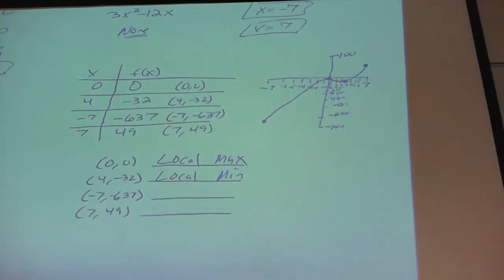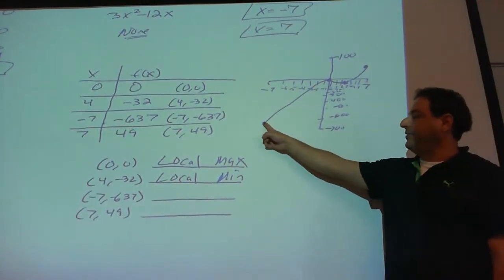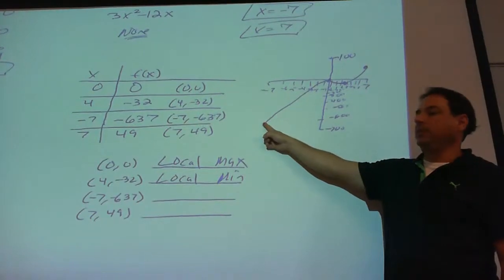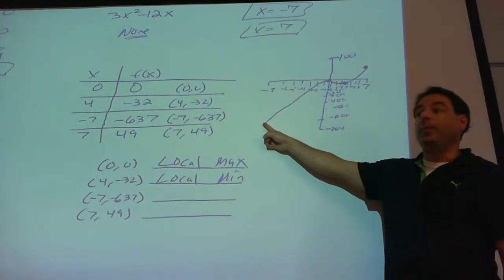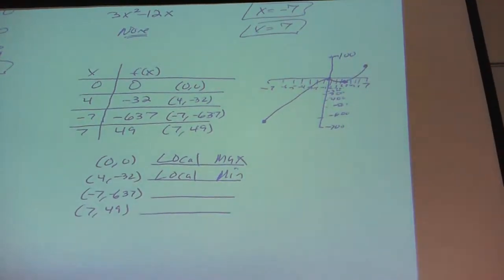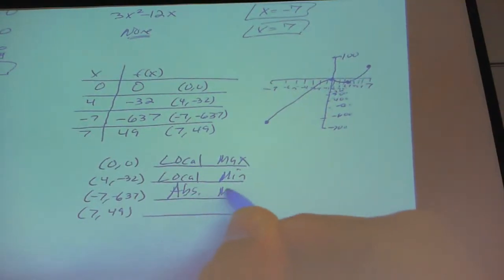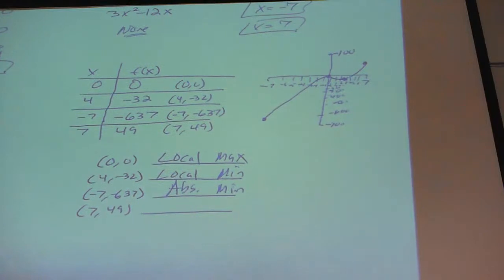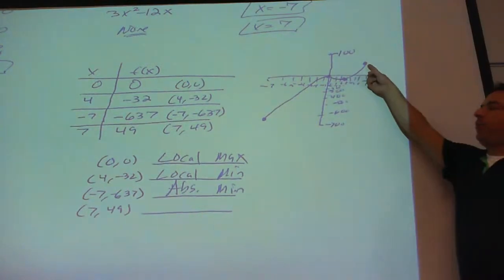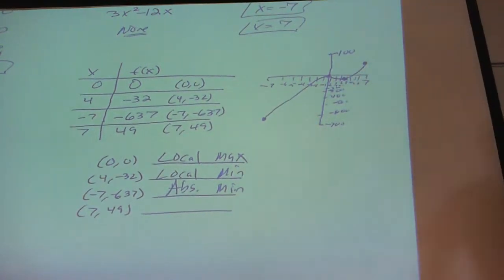What do we have at negative 7, negative 637? Absolute minimum. It's the lowest point in the entire graph. And what do we have at 7, 49? Absolute max. Okay? Stop there.